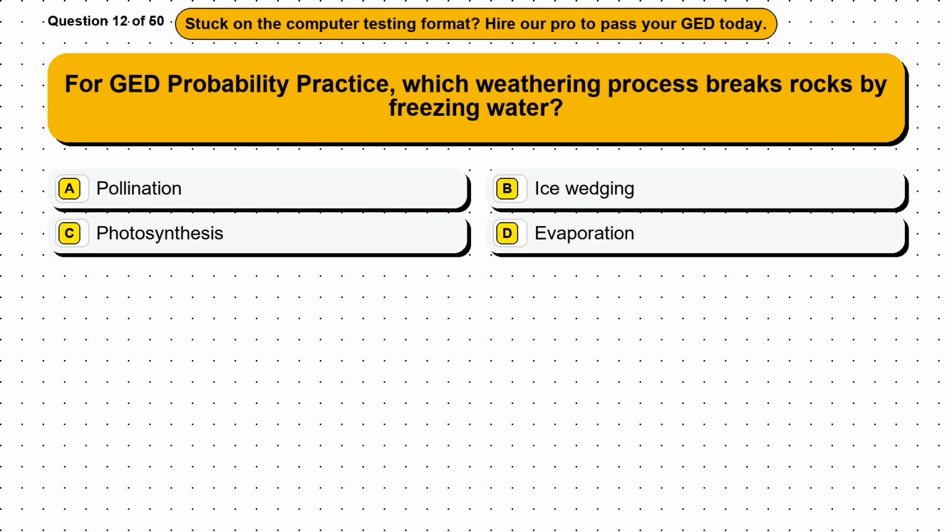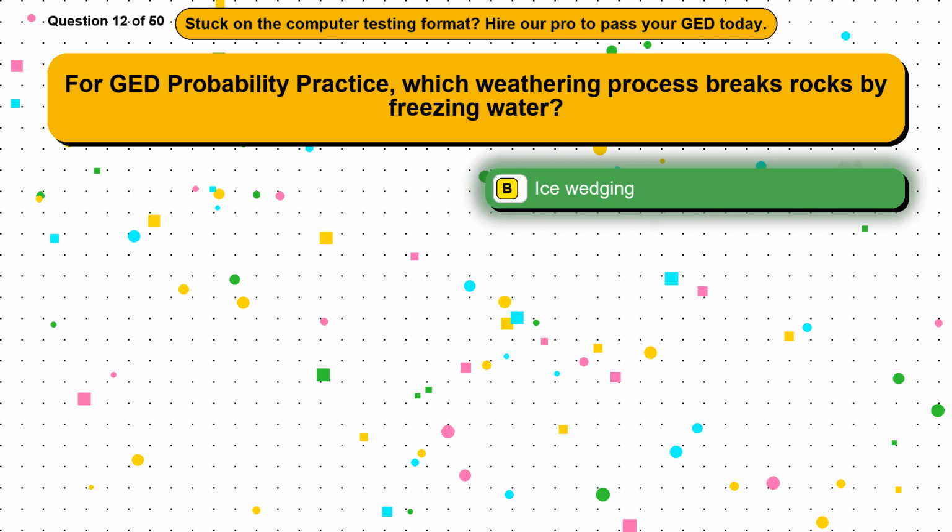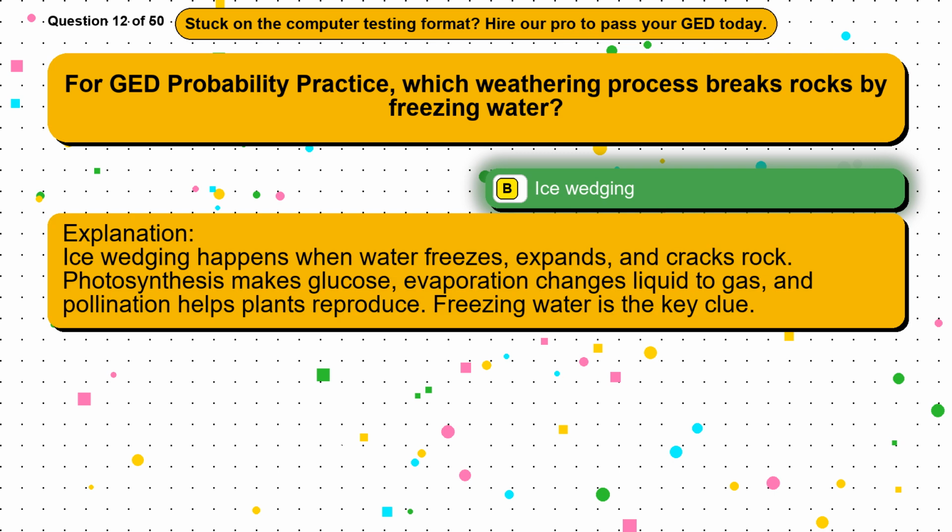Question 12. For GED probability practice, which weathering process breaks rocks by freezing water? Option A, pollination. Option B, ice wedging. Option C, photosynthesis. Option D, evaporation. The correct answer is option B, ice wedging. Ice wedging happens when water freezes, expands, and cracks rock. Photosynthesis makes glucose, evaporation changes liquid to gas, and pollination helps plants reproduce. Freezing water is the key clue.